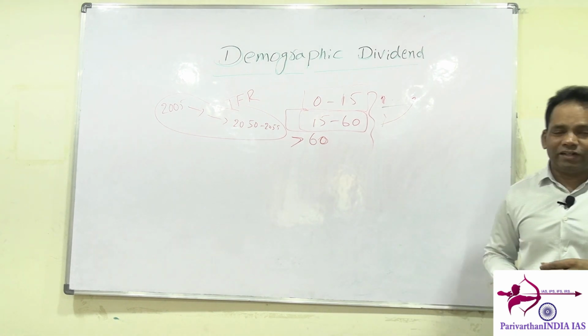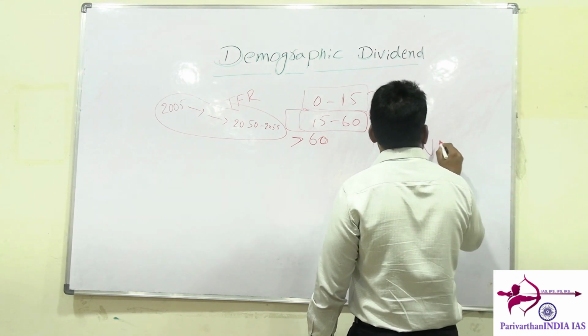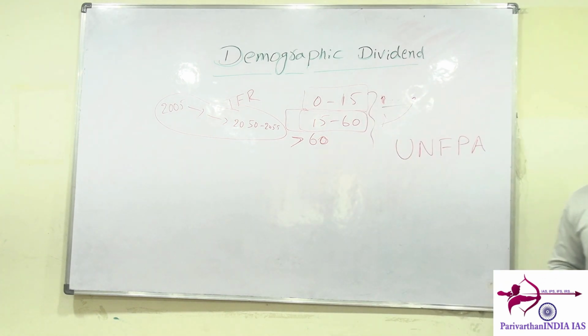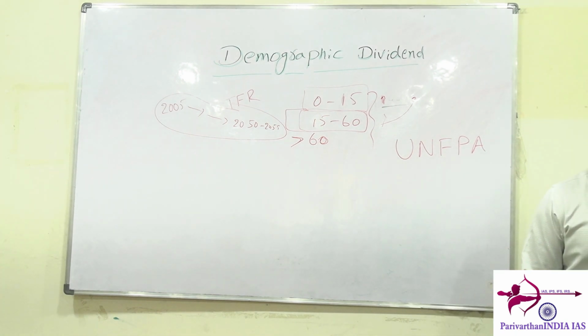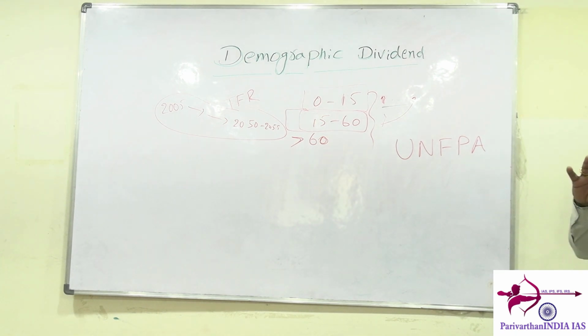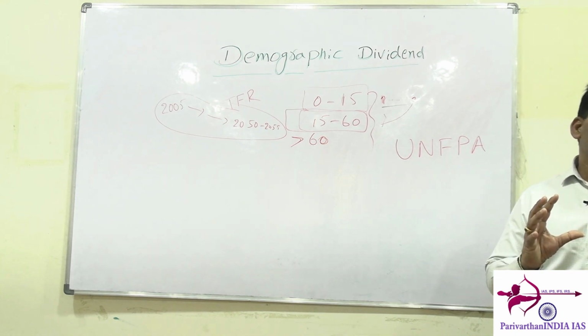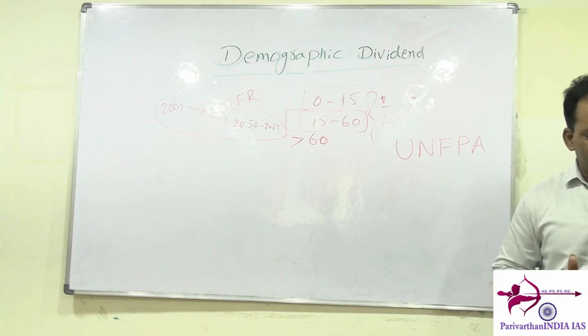What do you mean by demographic dividend now? According to UNFPA, United Nations Population Fund, there is one kind of definition. However, you need not write the exact definition, but every word is important. According to the United Nations Population Fund, the demographic dividend is nothing but the change in the age structure of a country's population in a way to offer huge economic potential.